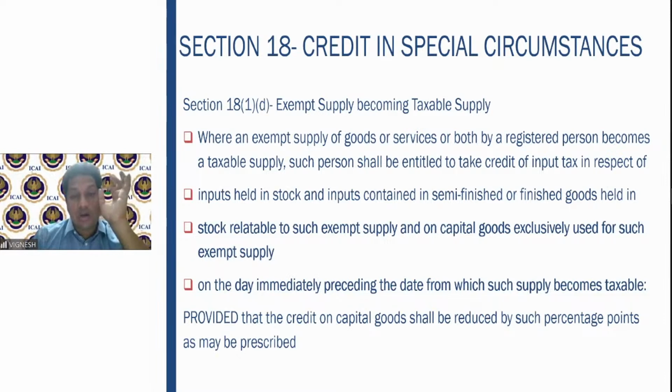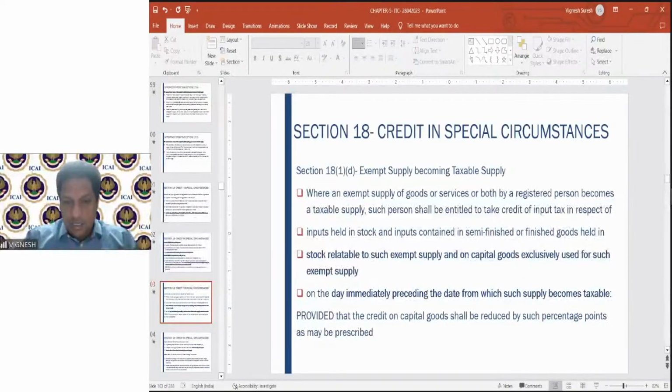Again, the stock on which he is claiming the input should be related to the exempt supply, and also on the capital goods exclusively used for that exempt supply on the day immediately preceding the date from which the supply becomes taxable. So whenever the supply becomes taxable, one day prior to that, whatever stock is there, on that he can take the input tax credit. Here also similar provisions apply, provided the credit of the capital goods shall be reduced by such percentage points as may be prescribed.